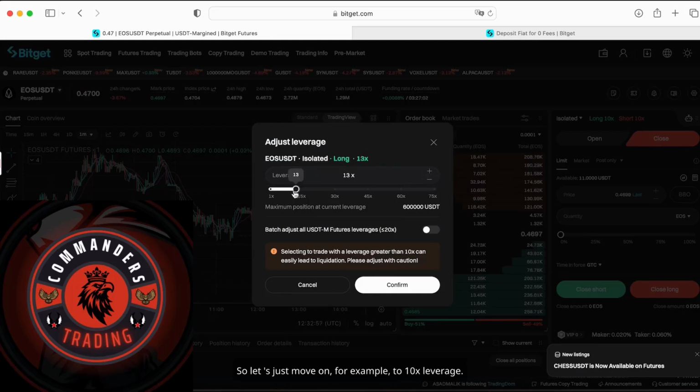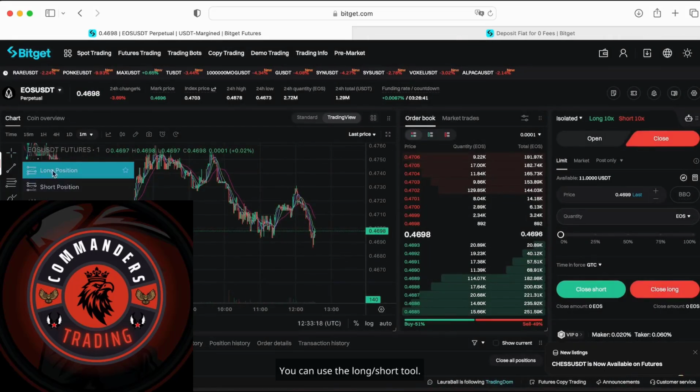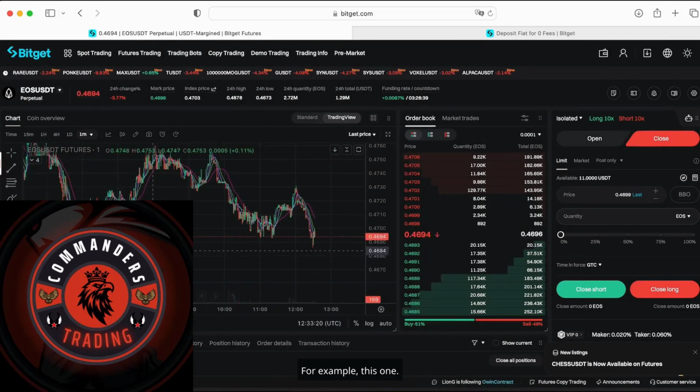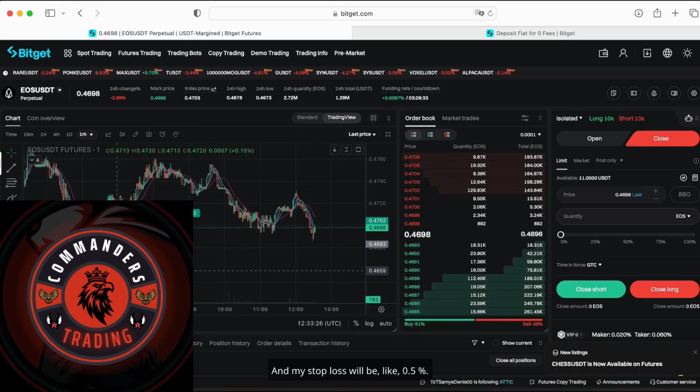So let's just move on, for example, to 10x leverage. Confirm. You can use the long/short tool. For example, this one. I want to open a long position here. And my stop loss will be like 0.5%.